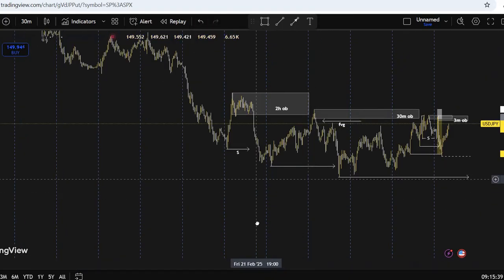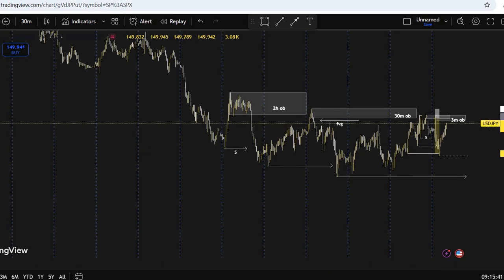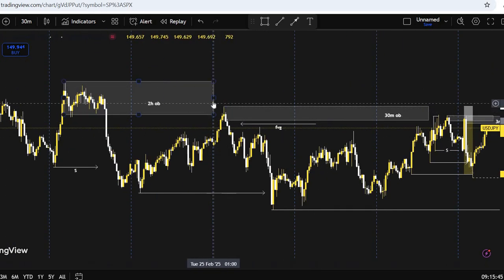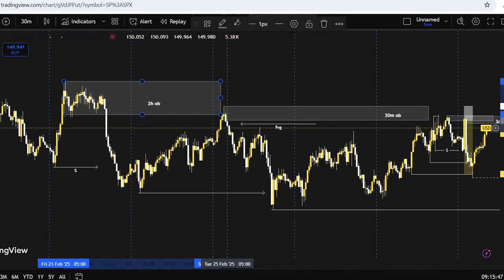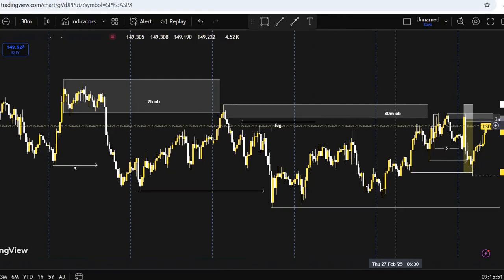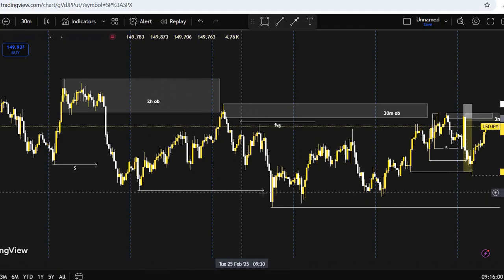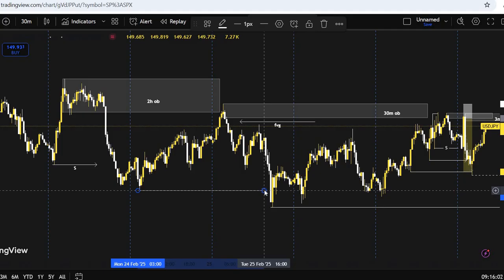And on the lower time frame, on the 30 minutes, you can see when price tested this 2 hours order block right here, it left behind this supply zone, right? The 30 minutes order block, and then it melted down. We had a break of structure internally right here, and then we had this external break of structure, right? This is an external break of structure.